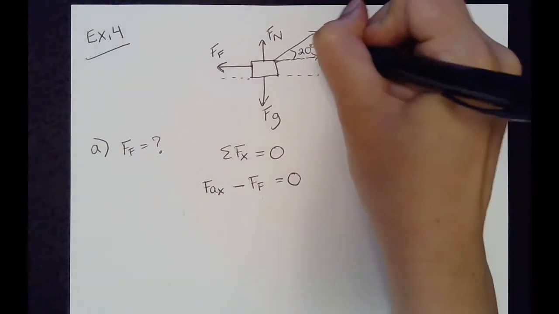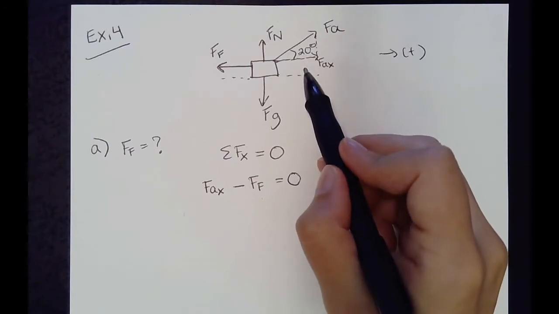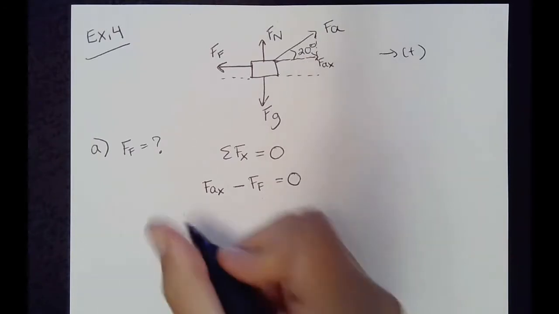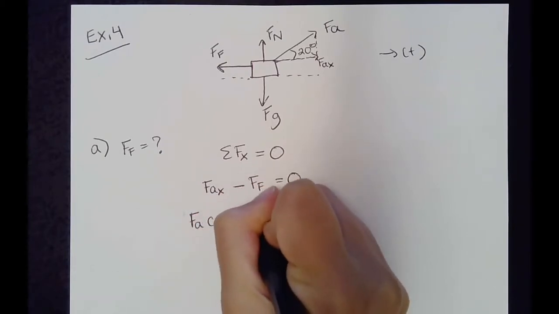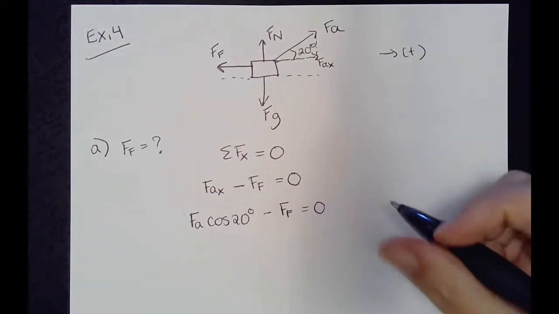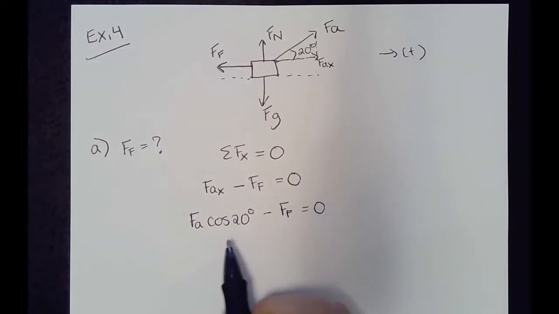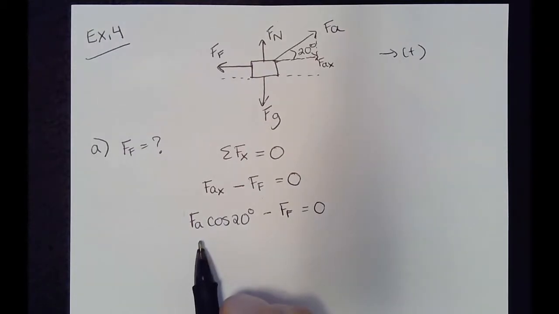This is a little triangle here, and notice that our x component is adjacent to the 20 degrees, so it's cosine. So I'm going to have Fa cos 20 for the x component here, minus friction equals 0. And I'd like you to get into practice of writing your components in your net force equation line, because sometimes the force will be our unknown and we'll need to do that to solve.